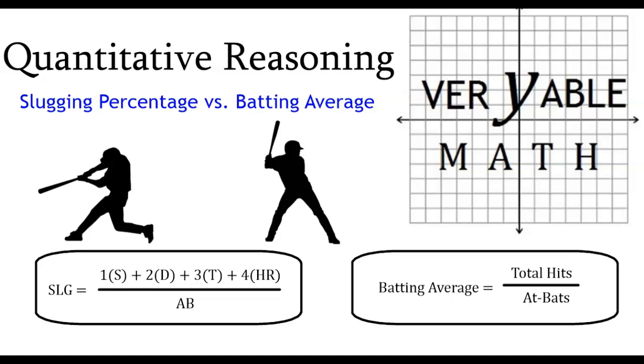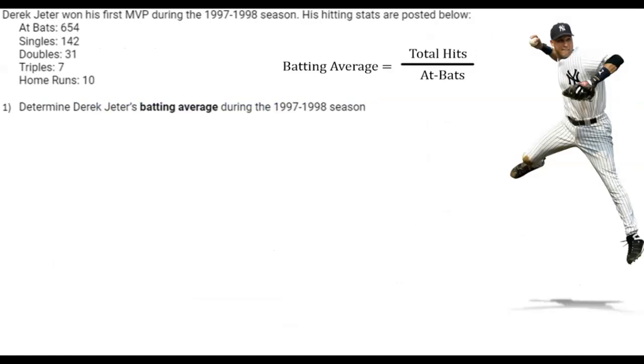All right, let's take a look at a sample baseball player. This is Derek Jeter. He won his first MVP during 1997 to 1998. Here are his hitting stats. He had 654 at-bats, 142 singles, 31 doubles, 7 triples, and 10 home runs.